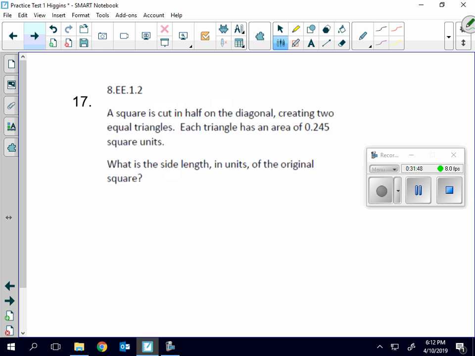All right, a square is cut in half on the diagonal. You're going to think this is the same problem, but it really isn't. Square, try to make a square. Cut in half on the diagonal again. Each of these triangles has an area of 0.245. So now we're not talking about the side lengths of triangles, are we? We're talking about the area of the inside. Well, kind of, actually. We need to know the side length of the square.